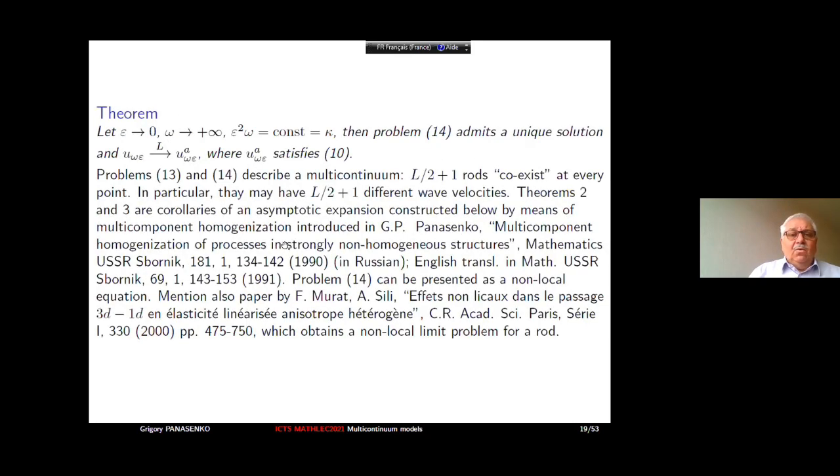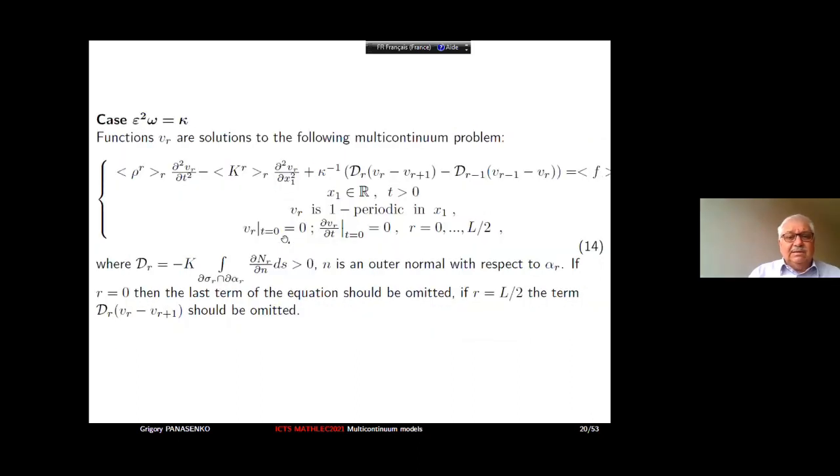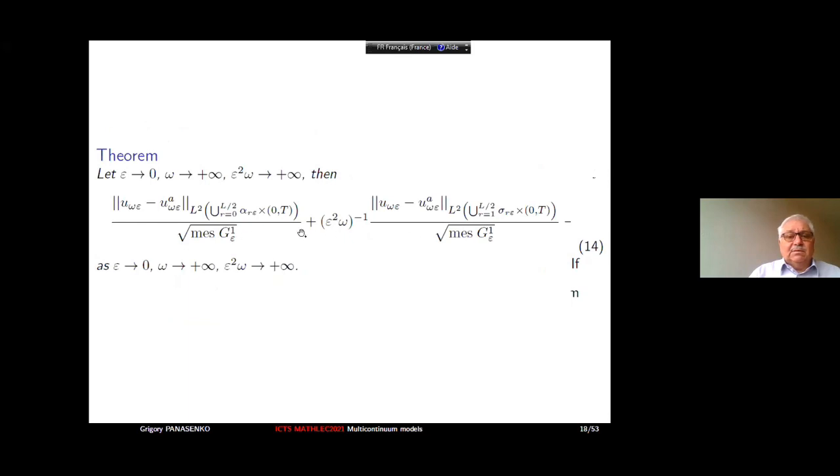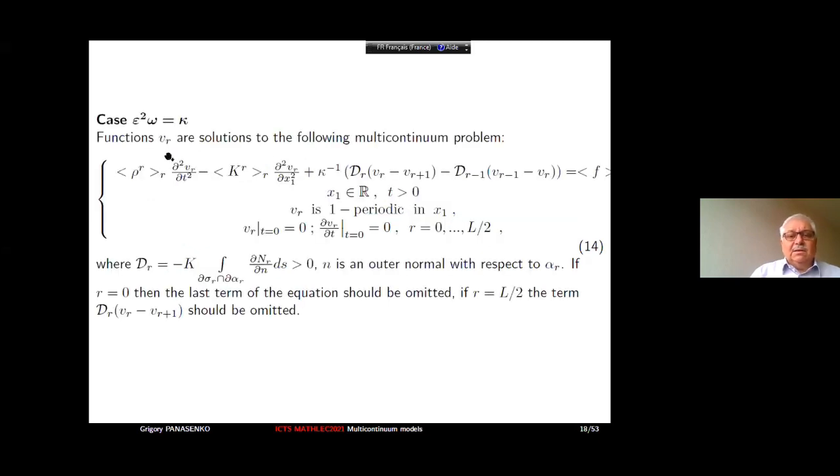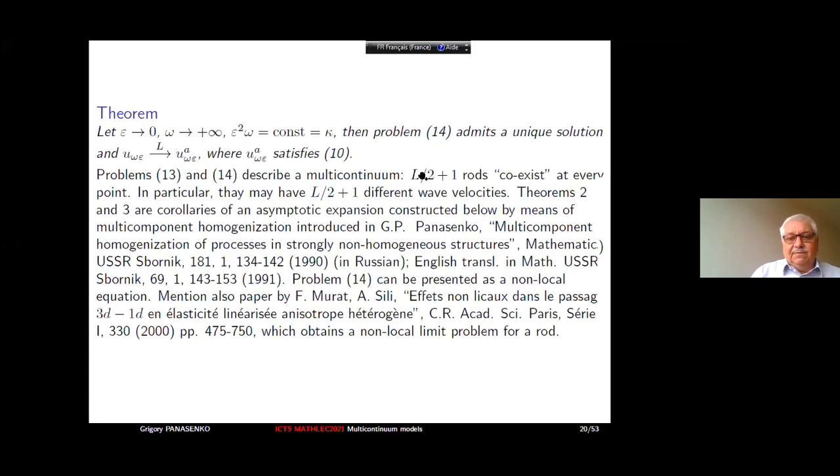So in all these cases, we can prove the convergence in this sense, that these differences are going to 0, and even we can evaluate them as powers of epsilon, and we can construct and justify a complete asymptotic expansion for all these three cases using the technique from one of my papers, there is this reference, 1990.